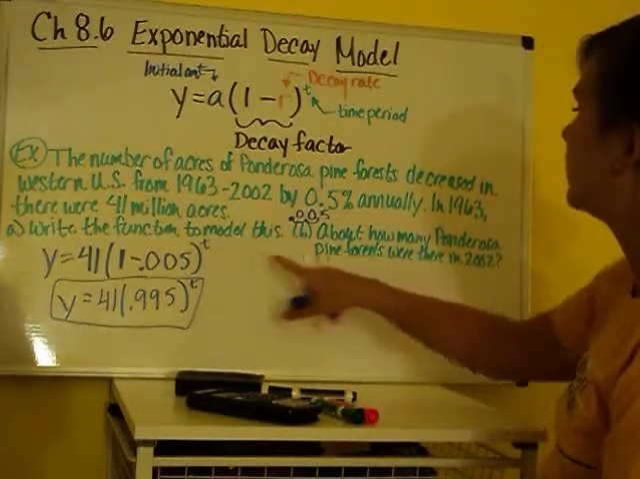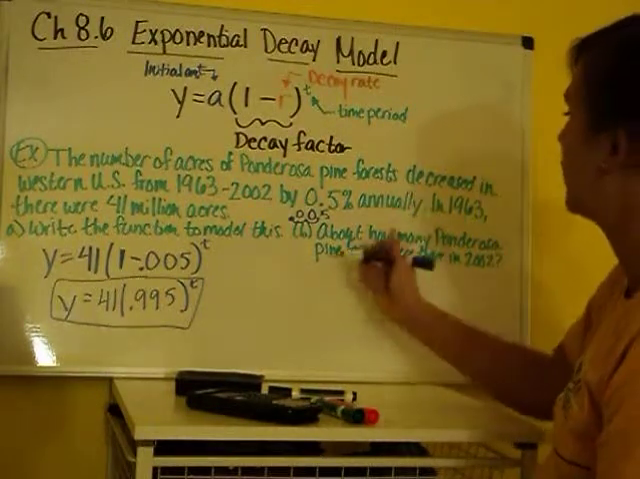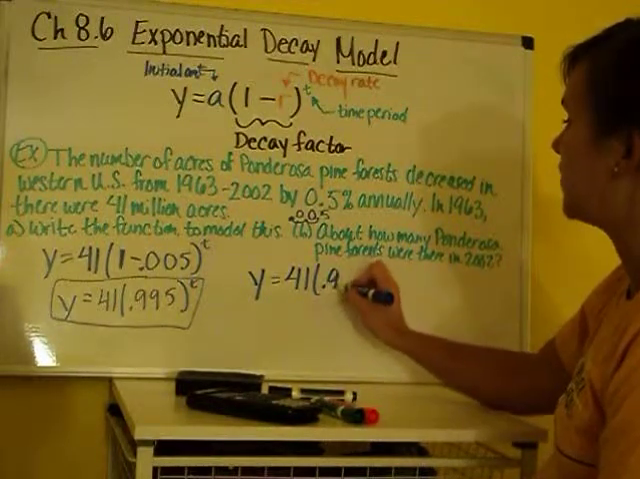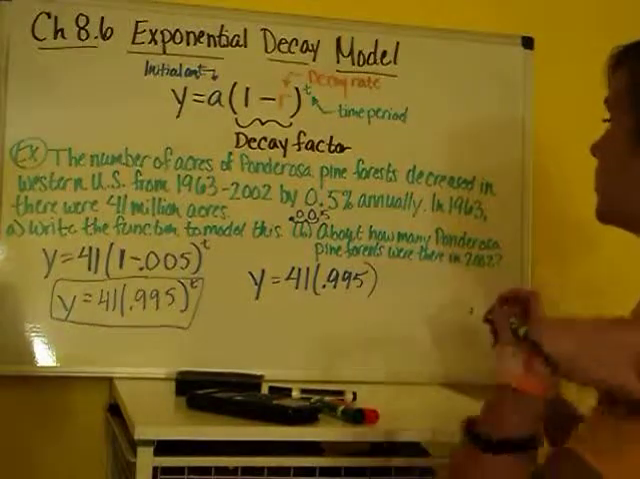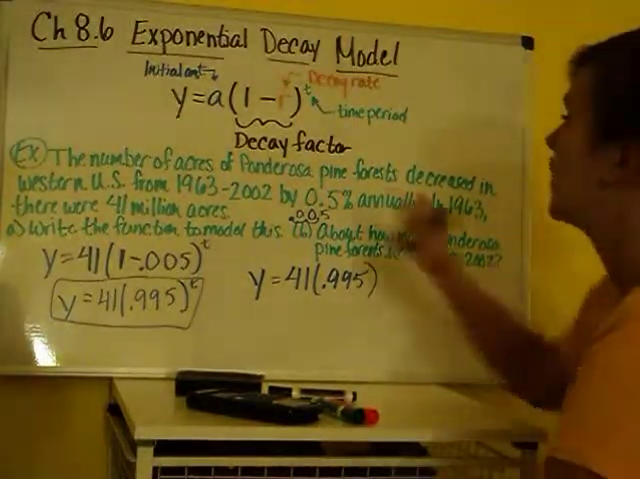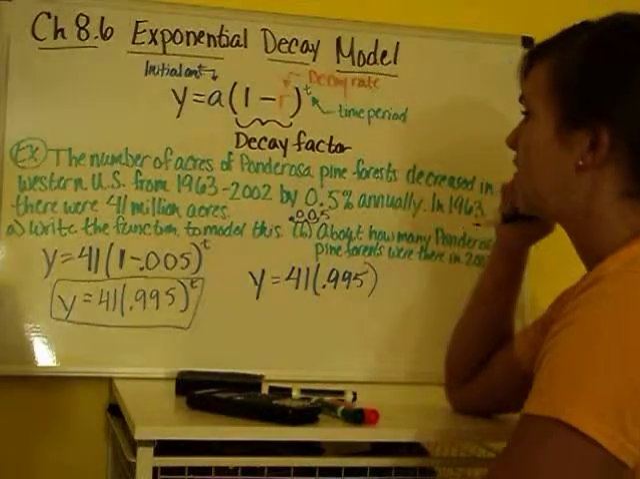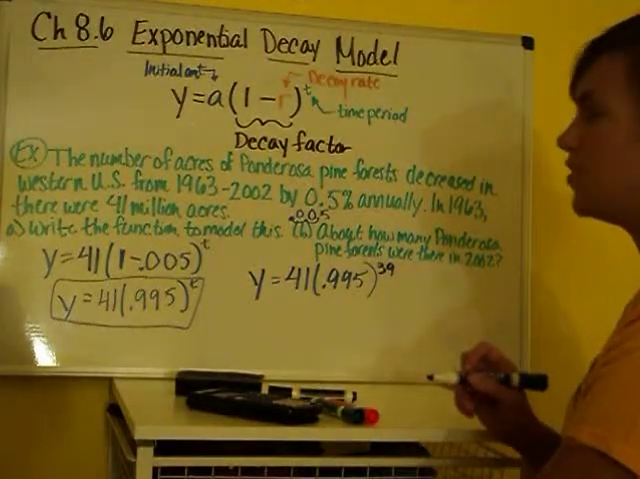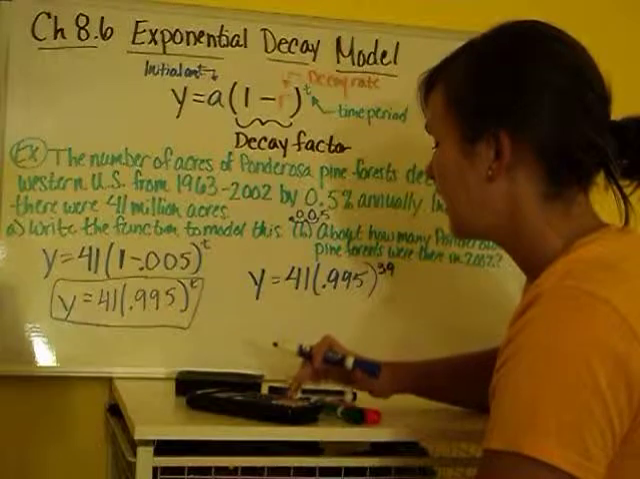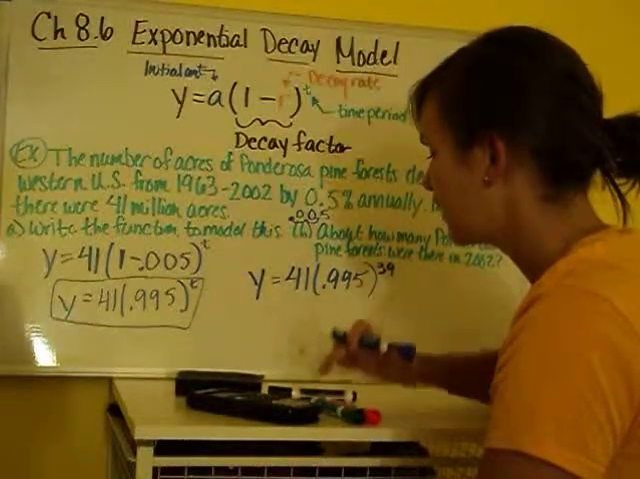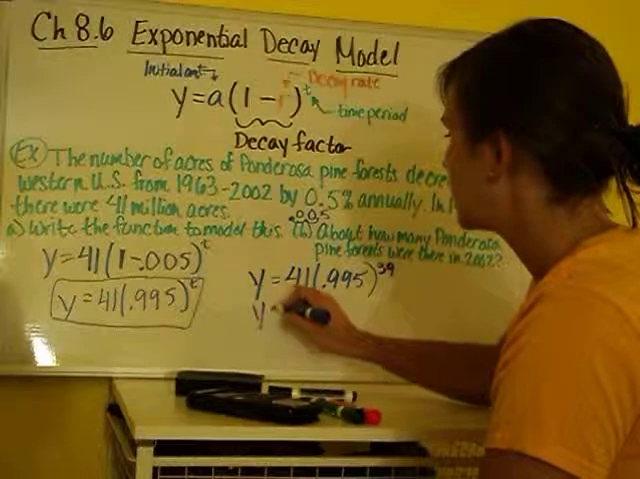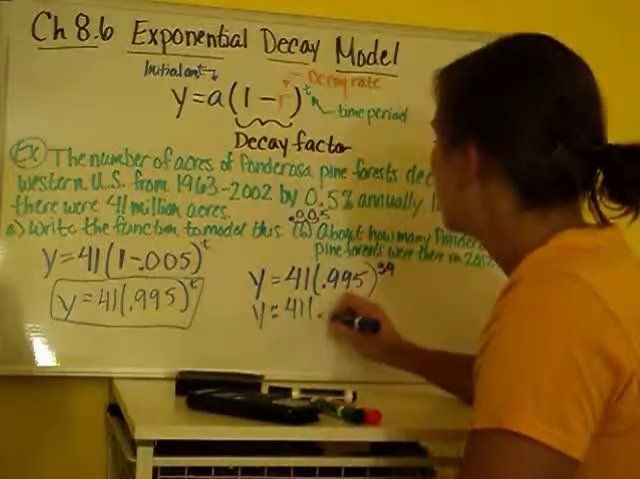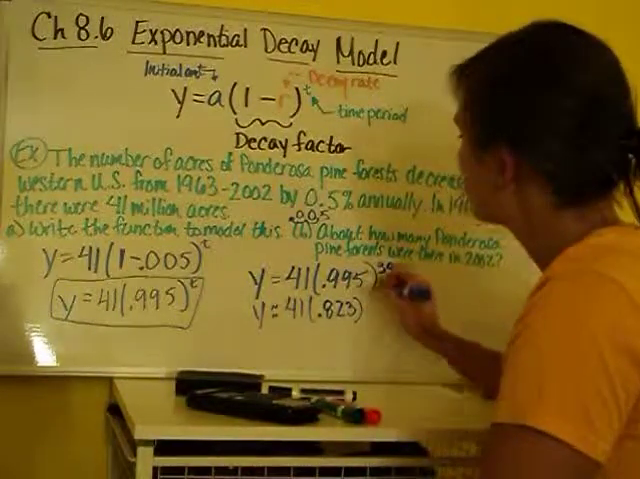Okay, so looking at this problem, we need to figure out what our t is and then go from there. Okay, so our t is the amount of time that has passed when we are actually evaluating this. And we're not evaluating in 2012, we're actually evaluating in 2002. Okay, so from 63 to 2002, we have 73, 83, 93, 39 years. So that goes into our t. Alright, so we're going to take 0.995 to the 39th power, which is going to give us 41 times 0.823. About that, I rounded a little bit.